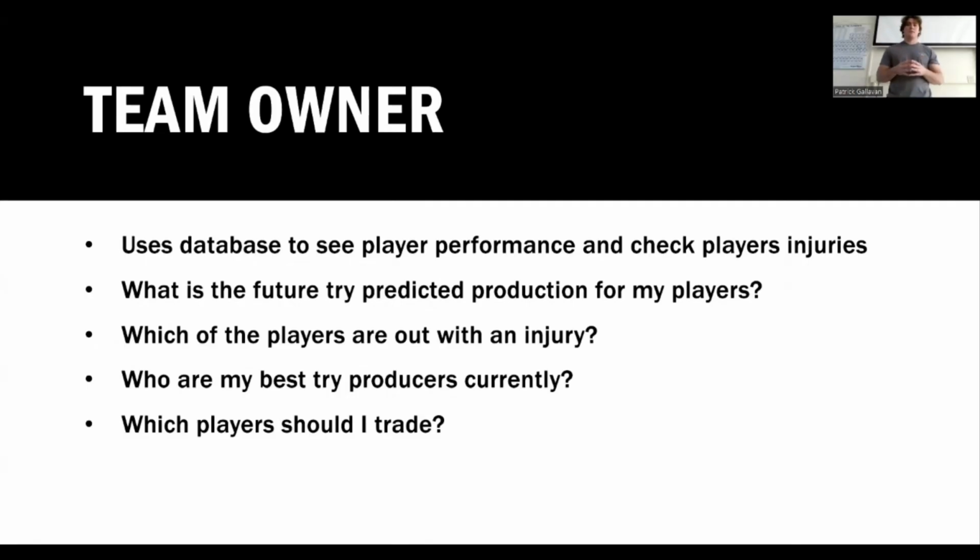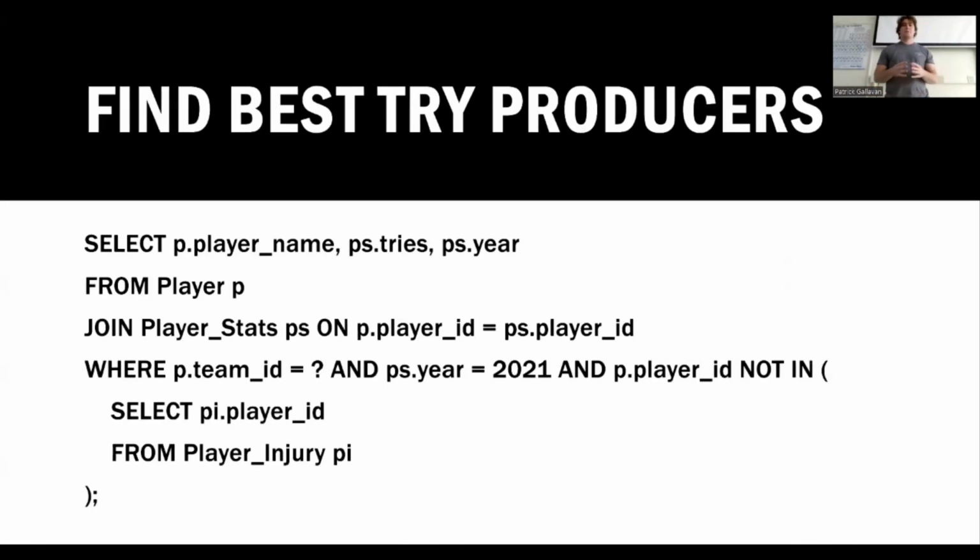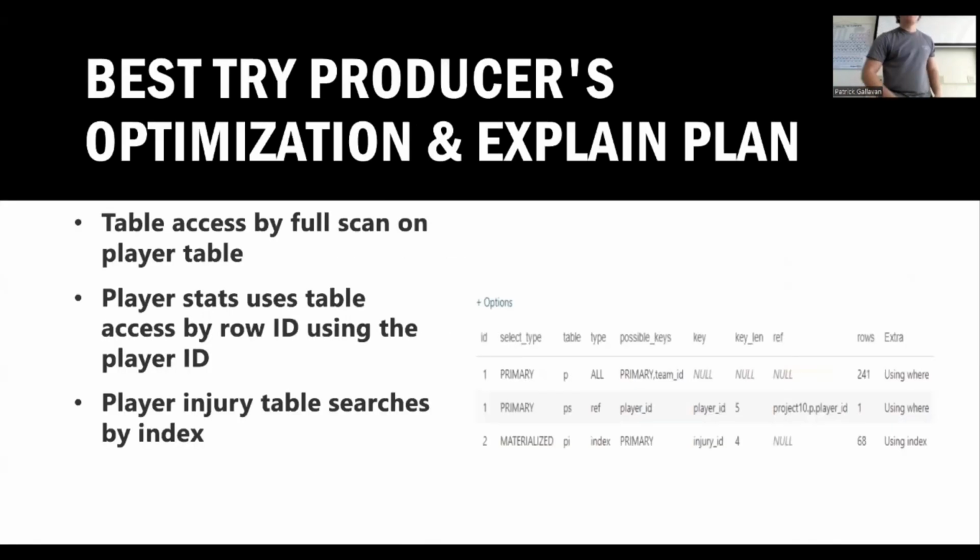Now, additionally, the team owner might want to look at the best try producers for the team, as well as who is injured, and make a decision on who they want to transfer and who they want to trade for. Now, to find the best try producers, I did a subquery to exclude all the players that are currently injured and then return all the players on a specific team that the user inputs for a specific season in 2021. For this example, this will return the player name, player's tries, the player year of that particular season.